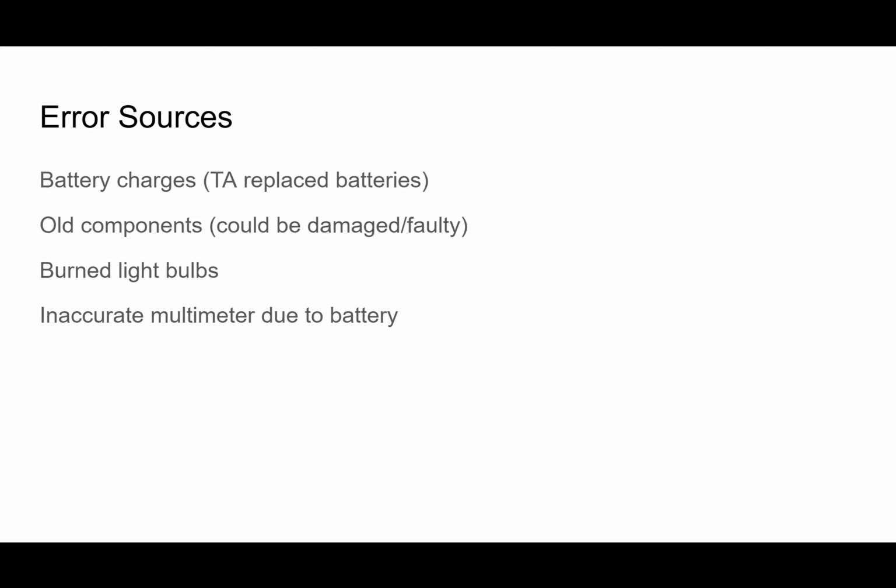And these are just some potential error sources. Battery charge: obviously, I was not the first person in the lab to use those batteries, as they've been used throughout the day. Old components, basically the same idea. Burned light bulbs: not all light bulbs are going to be the same after they've been used. Or just an inaccurate multimeter. It could just be faulty or inaccurate due to the battery. But yeah, that's all.